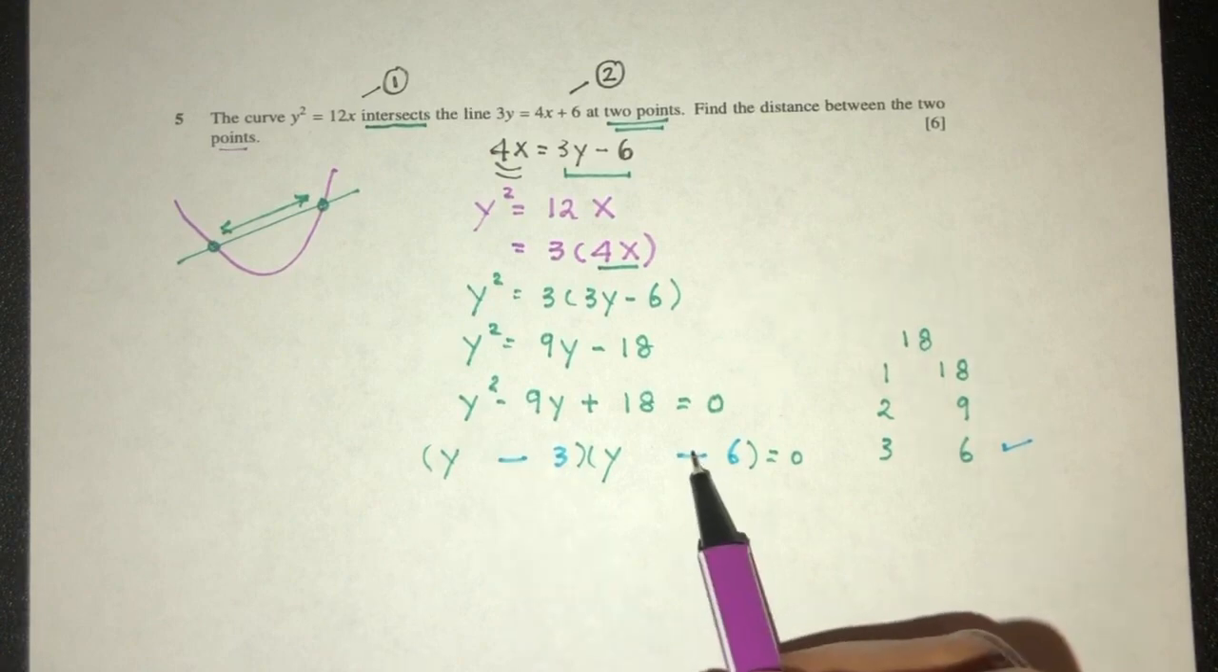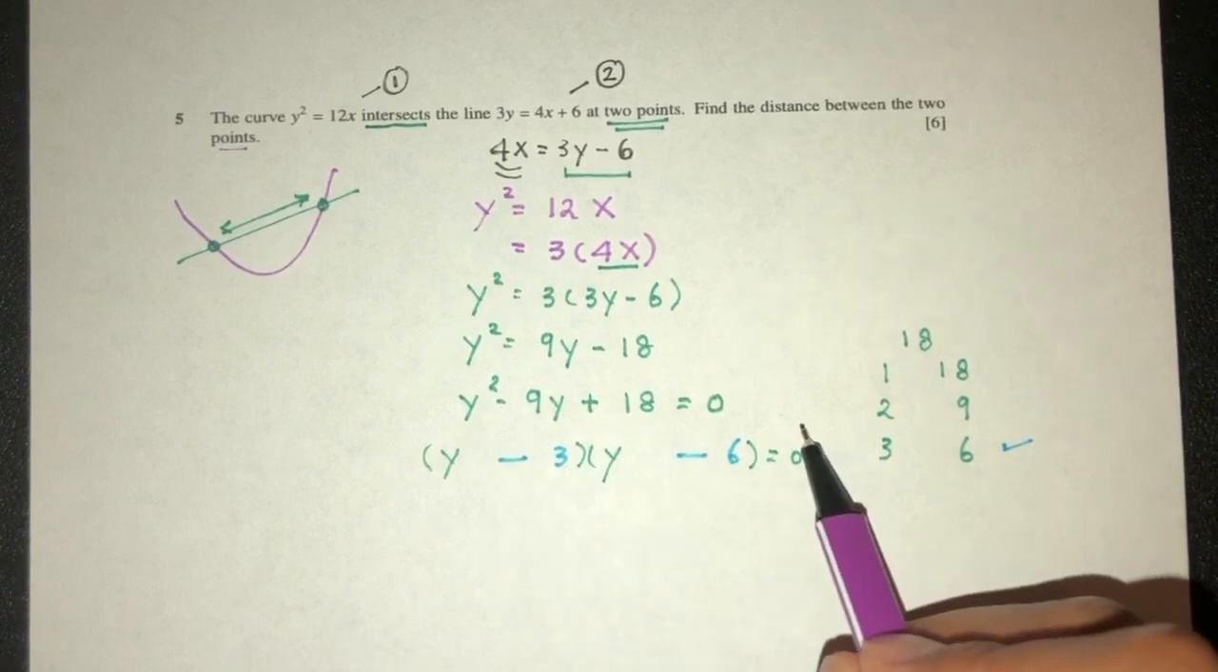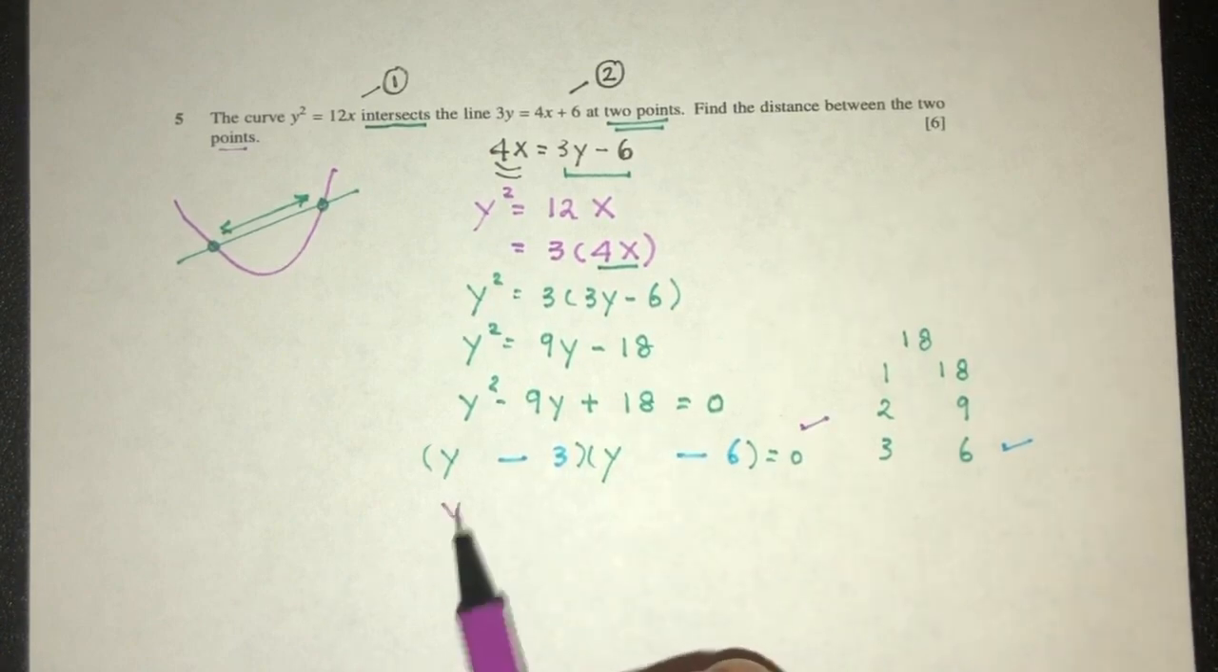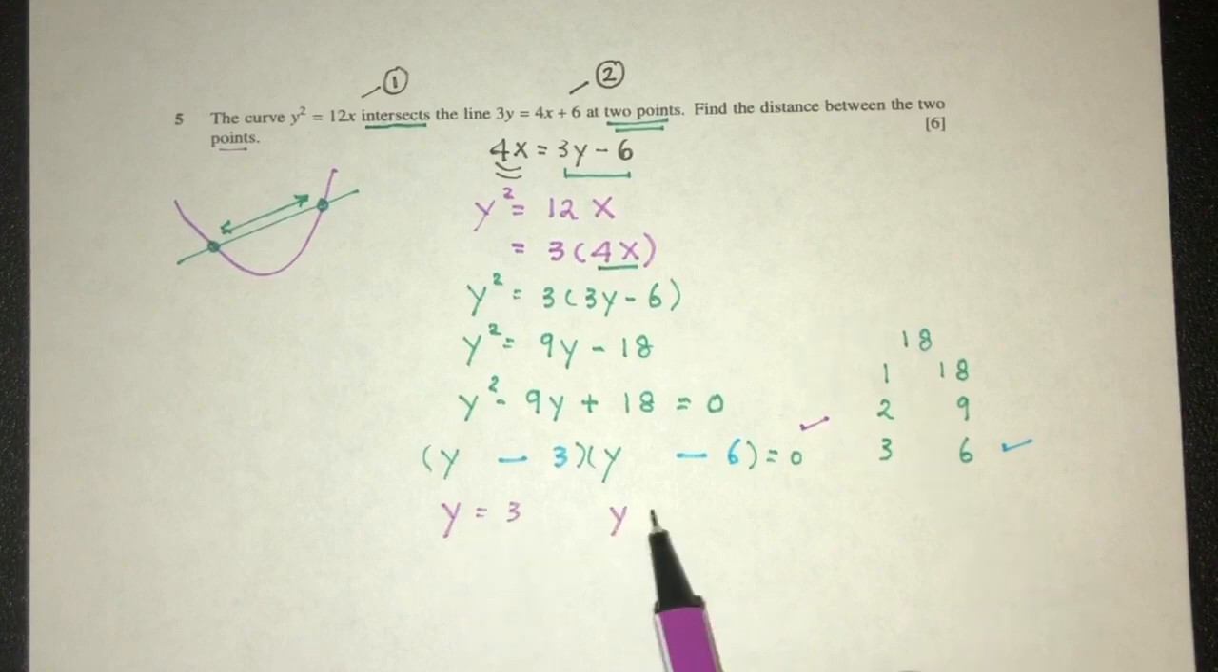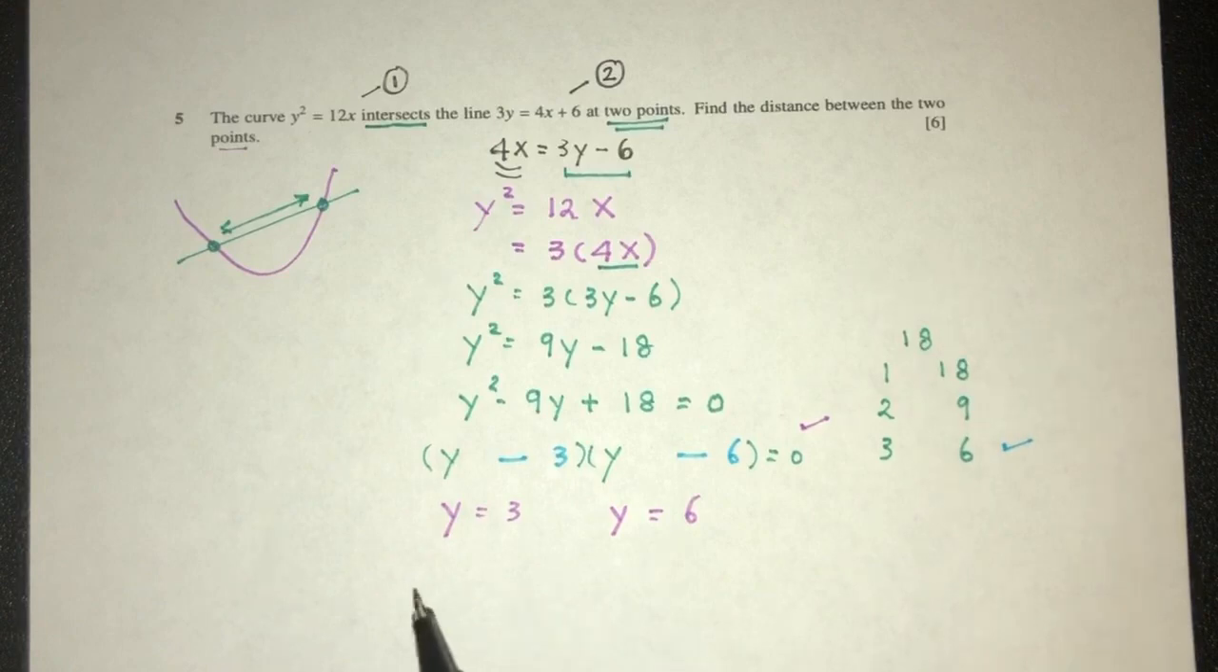Minus times minus is plus. Here we have plus, so good factorization. So y can be 3 and y can be 6. Now moving on, we have to find the value of x.